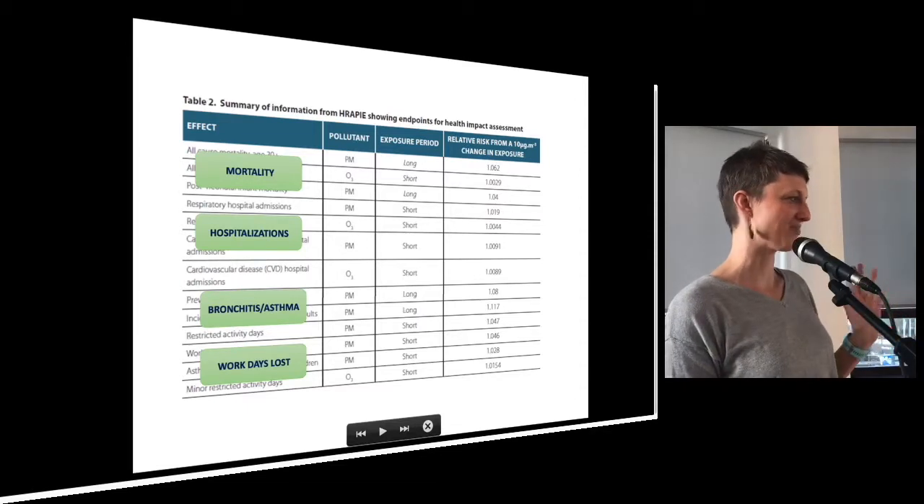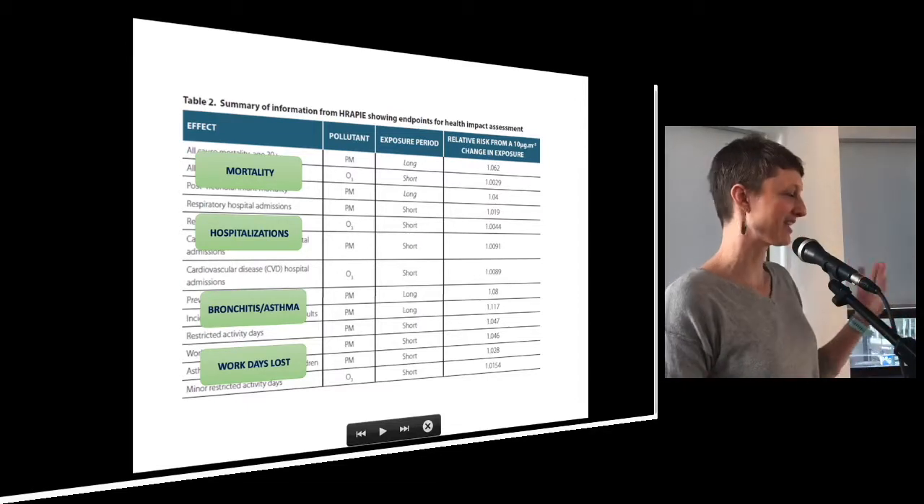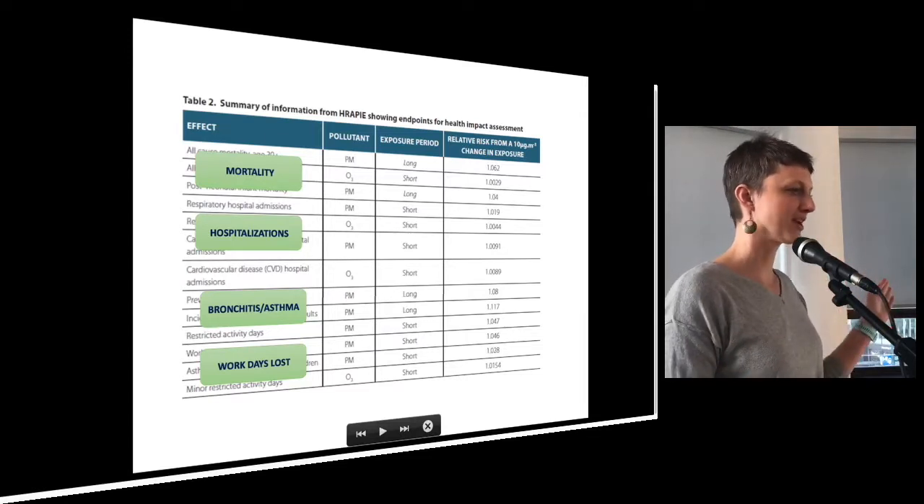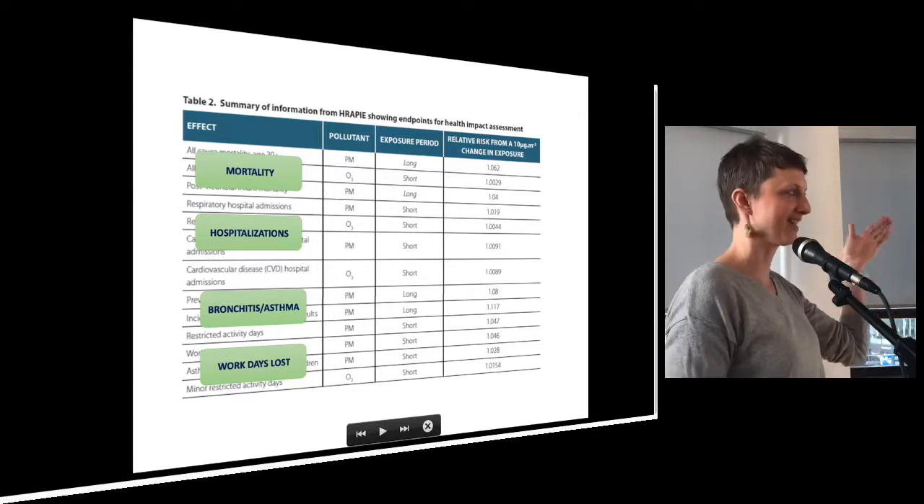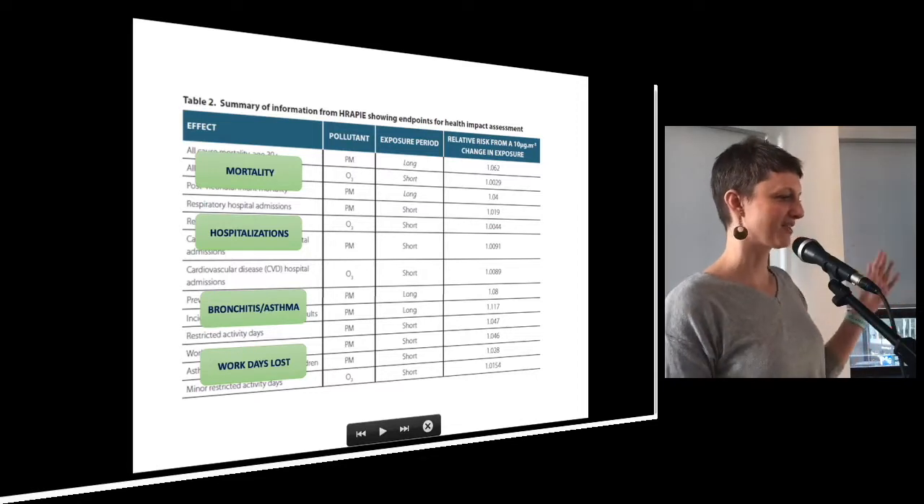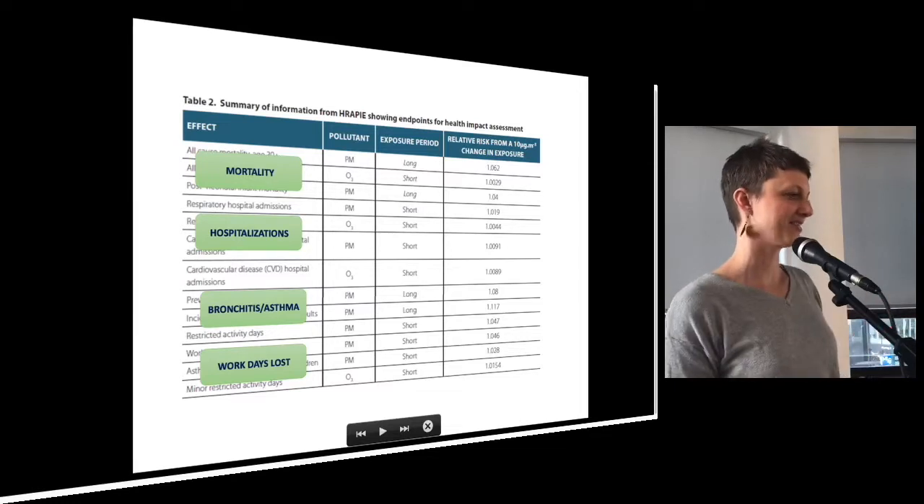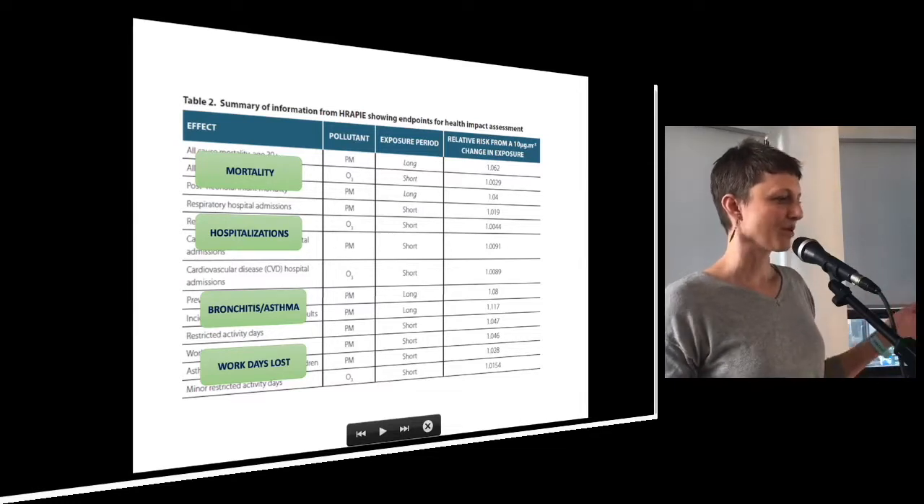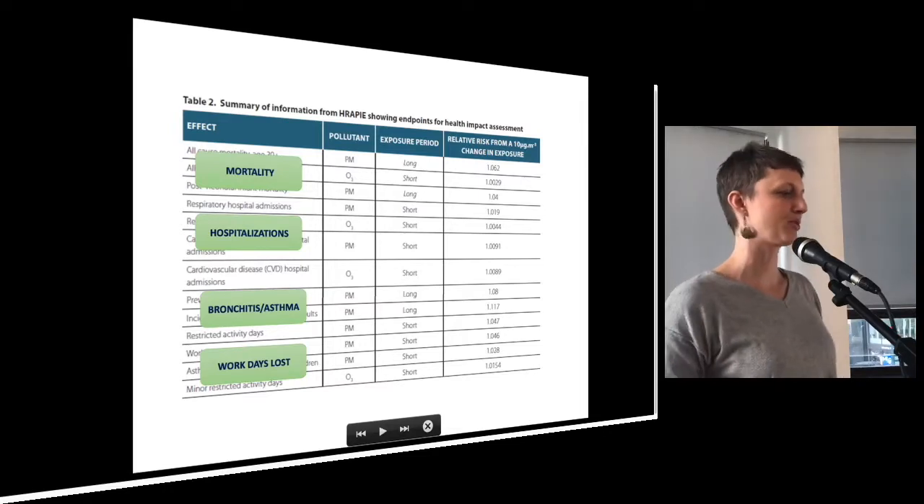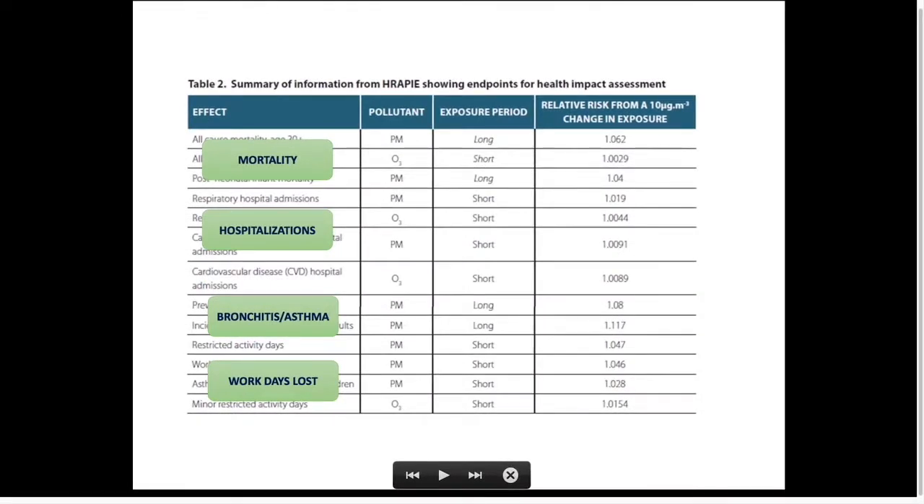Four main parameters were taken in: different kinds of mortality, infant or adult; hospitalization for respiratory disease; cardiovascular disease hospitalization; prevalence and incidence of bronchitis and asthma among adults and children; and lost working days. Those are all numbers for pollutants, PM or ozone. Very little is for NOx, and there is a reason why.